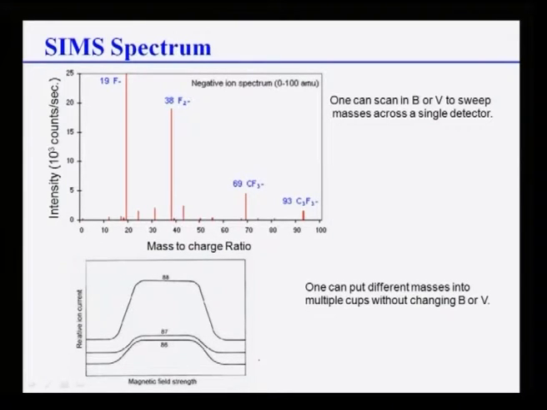One can scan in B and V, that is the magnetic field or voltage, the static electric field applied, to sweep masses across a single detector. As you see here, this is the fluorine ion, this is the fluorine 2 ion, this is the CF3 ion, this is the C2F3 ion. We can distinctly differentiate between these negatively charged ions depending on the mass to charge ratio. Not only that, we can even quantitatively calculate from these intensities how much of the mass 19 fluorine ions are present, or the F2 ions, CF3 or C2F3 minus ions.